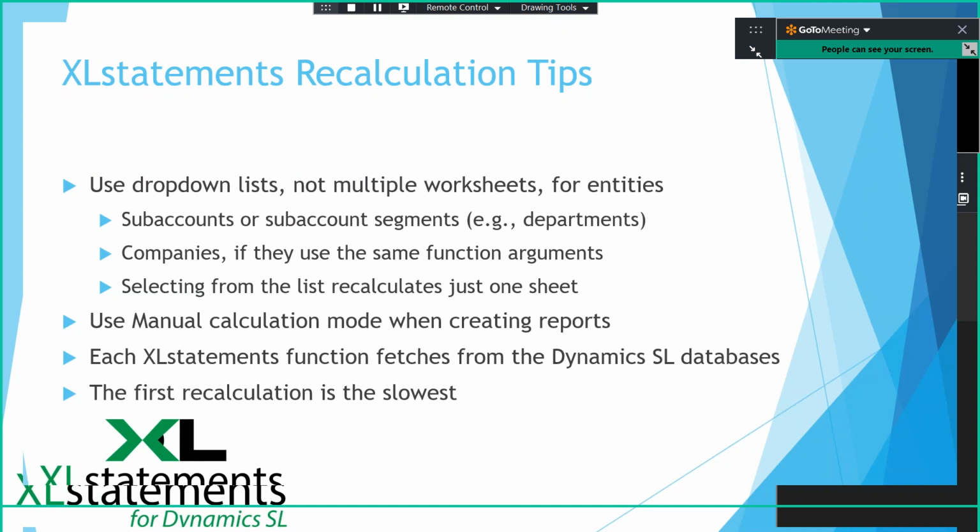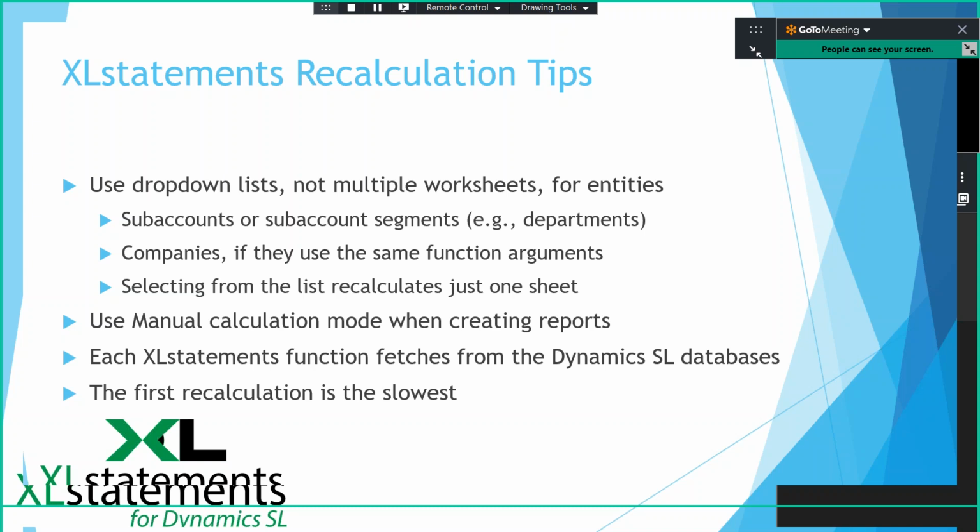So just some tips on recalculation if you find your reports are taking a while to recalculate. My biggest tip is to use that drop-down list capability. Use that functionality in Excel statements rather than creating a separate sheet or tab for every entity that you're working with. So I've seen a lot of sites where they'll have a workbook for something like a P&L variance report, and they'll create a tab, and the Excel statements report capability makes this easy if you set up a drop down. But they'll have a tab for, let's say, every department.